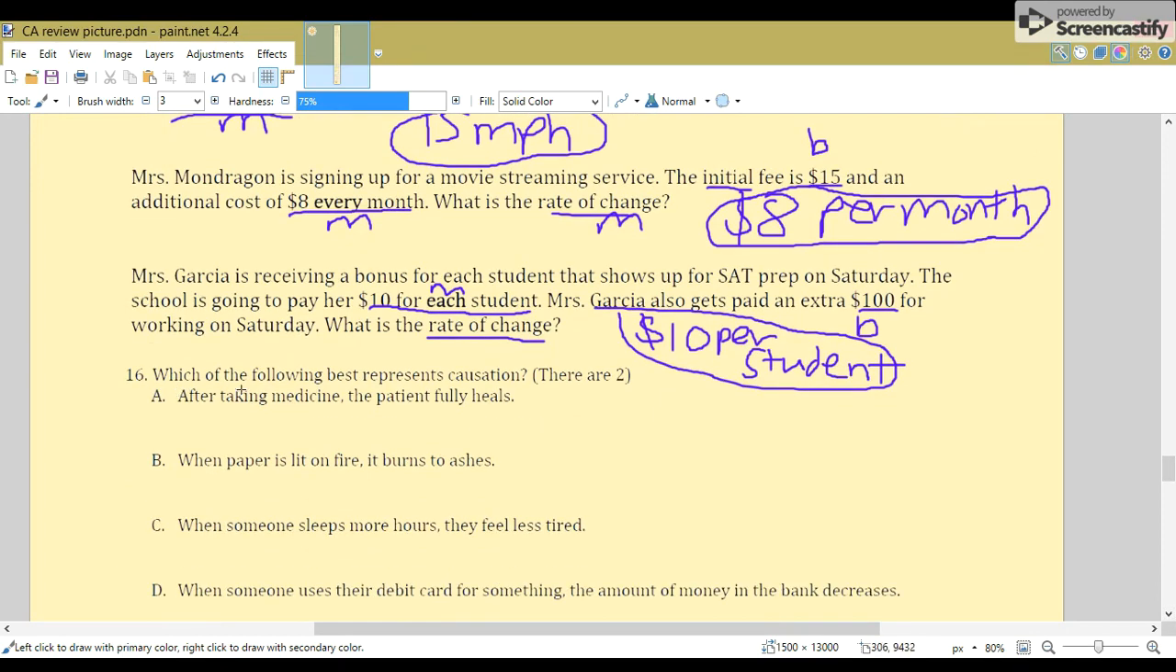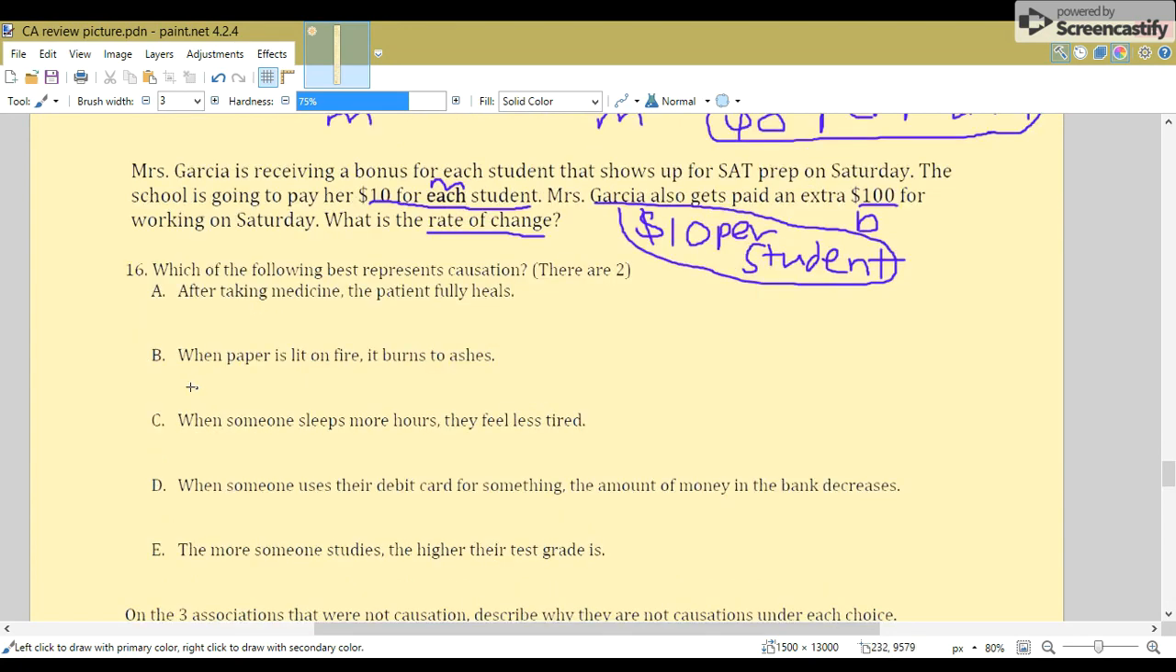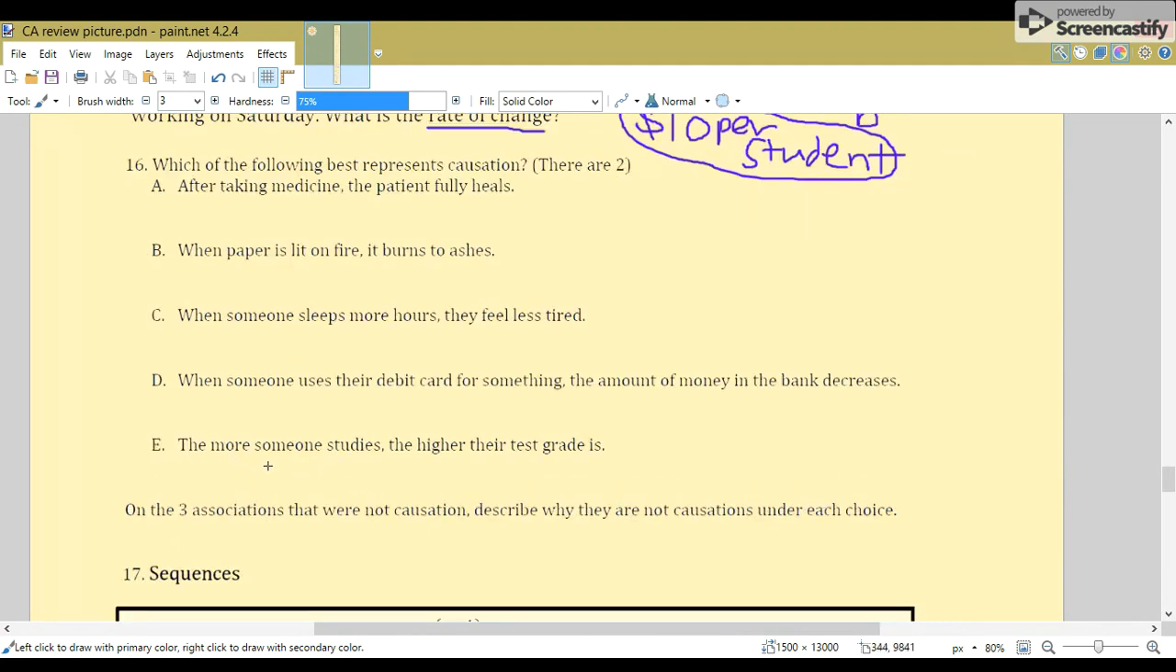Number 16. Which of the following best represents causation? A. After taking medicine, the patient fully heals. B. When paper is lit on fire, it burns to ashes. C. When someone sleeps more hours, they feel less tired. D. When someone uses their debit card for something, the amount of money in the bank decreases. E. The more someone studies, the higher their test grade is. On the three associations that were not causation, describe why they are not causations under each choice.